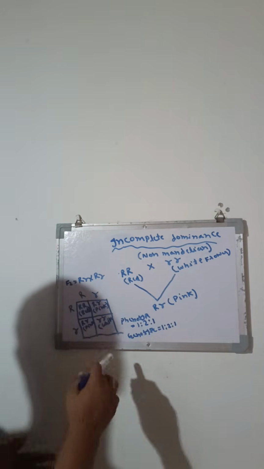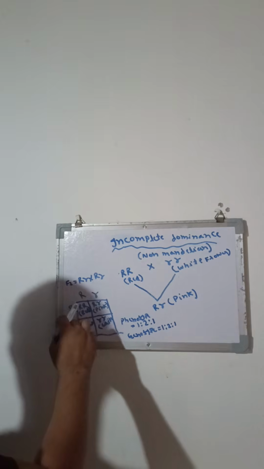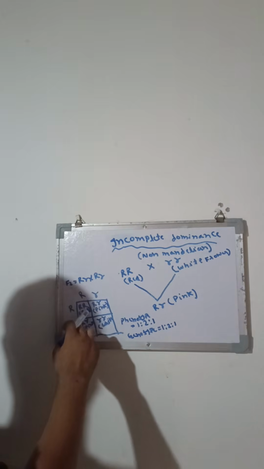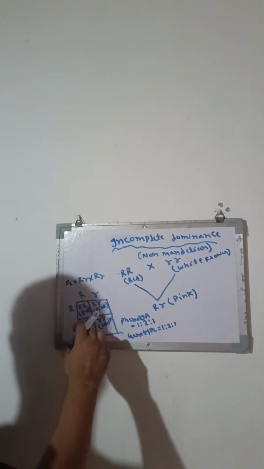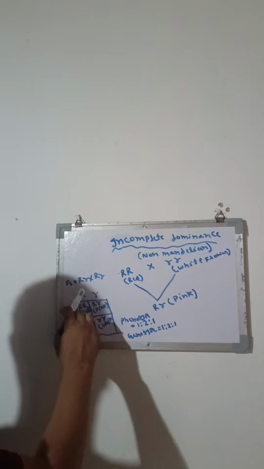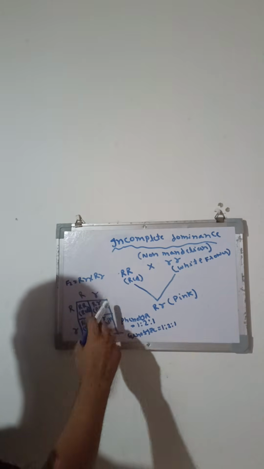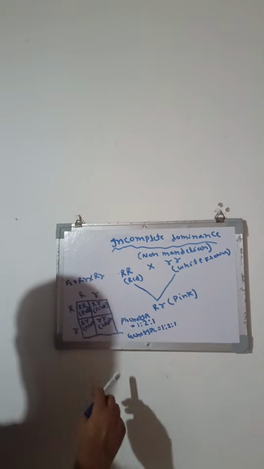Now let us see how the cross can be done. The cross between capital R and capital R gives capital RR. The cross between capital R and small r gives capital R small r. The cross between capital R and small r gives capital R small r. The cross between small r and small r gives small rr.